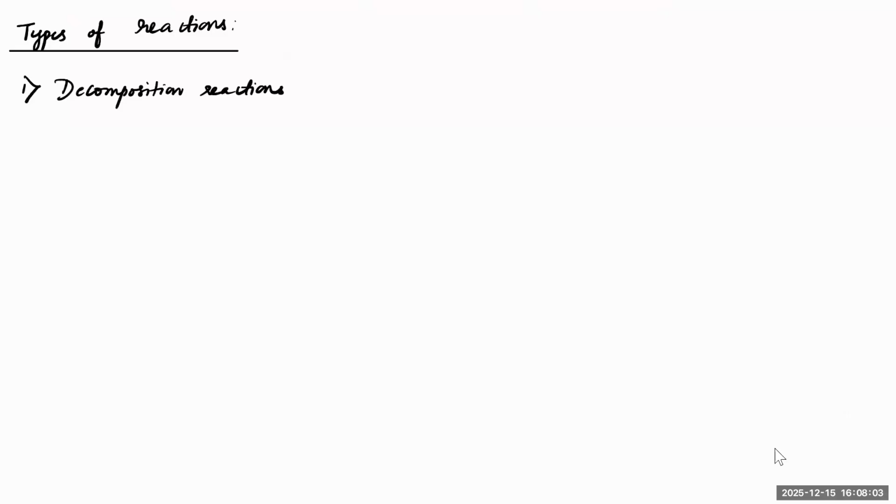Specifically, the decompositions which will be asked to you will be carbonates and nitrates. But I have hardly seen any question on nitrates, but definitely carbonates. So the first type we will see is carbonates. When it comes to carbonates, we have two types of carbonates which decompose. One is alkali metal carbonates.